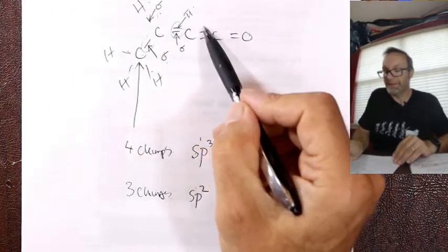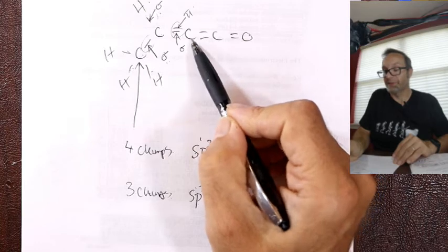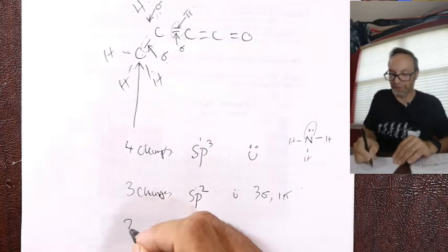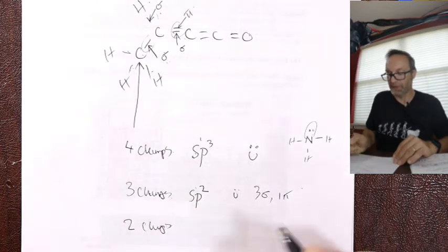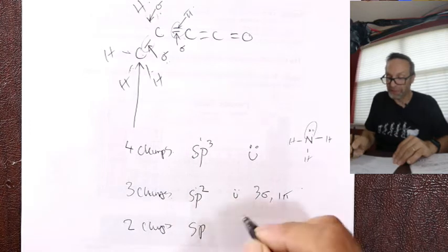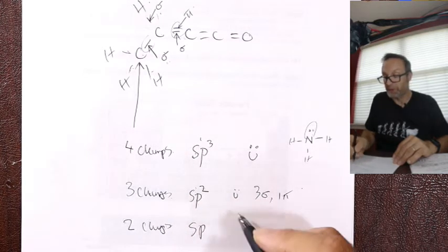Let's look at this carbon here. This carbon looks like the C in CO2, doesn't it? So this one and this one are the same environment. They both have 2 double bonds, right? So that's 2 clumps, an S and a P. 2 clumps, 2 atomic orbitals, S1, P1 if you like.